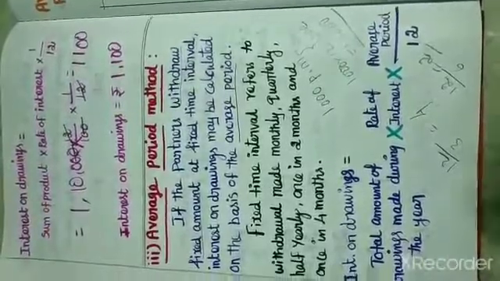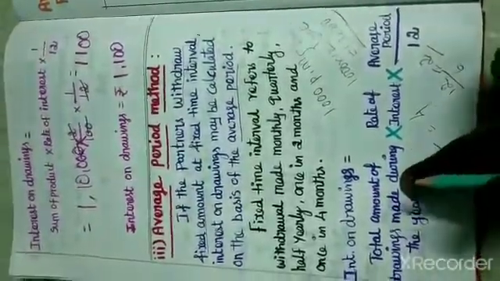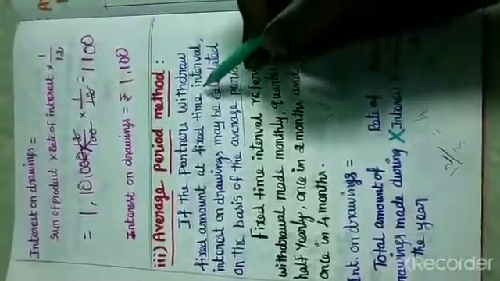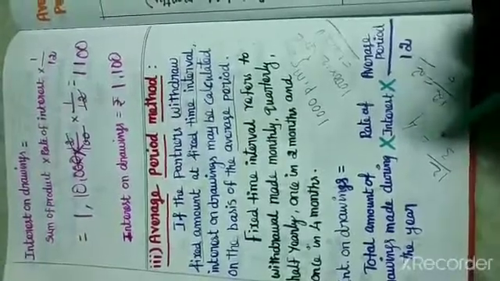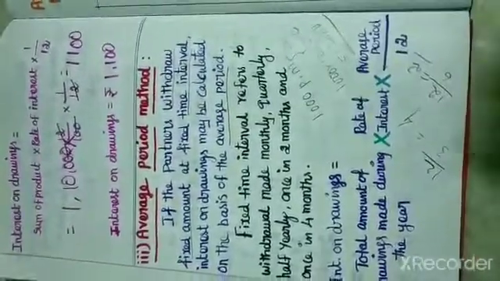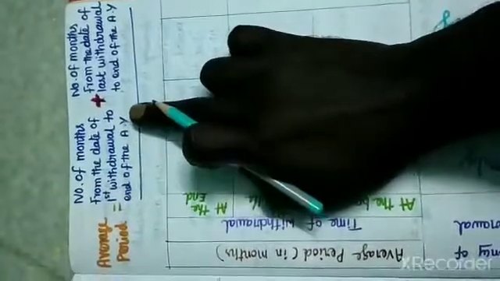So keep it in mind here, when you are going to calculate the total amount of drawings made during the year, based on the time interval only we are going to multiply with the amount withdrawn. Now we can see average period. Average period is equal to number of months from the date of first withdrawal to end of the academic year.